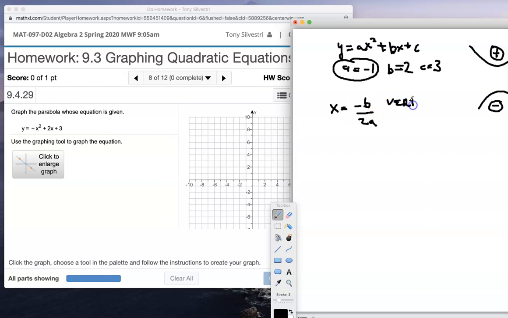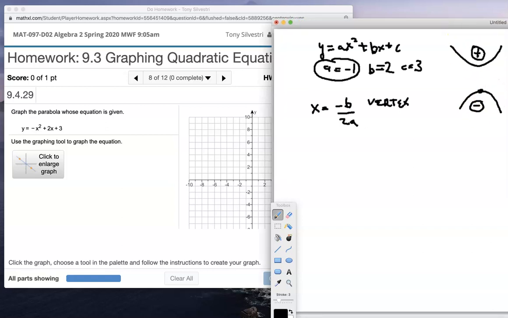Now, what am I talking about, vertex? If the graph goes down, which I expect this one to go, the most important point on this graph is the vertex. Let me push it over here. The vertex here is the maximum value. The minimum value is when the graph goes up. These are called vertices, vertexes.